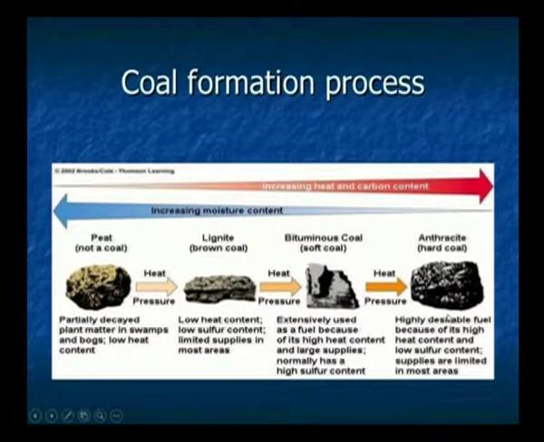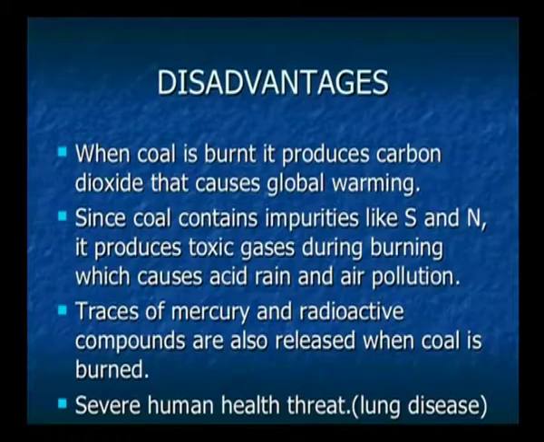The formation process again is a very slow process. It is under intense heat and pressure. Peat becomes lignite. Lignite becomes bituminous coal or soft coal, and then finally, under a lot of heat and pressure again, it becomes anthracite, or the hard coal that we finally use.